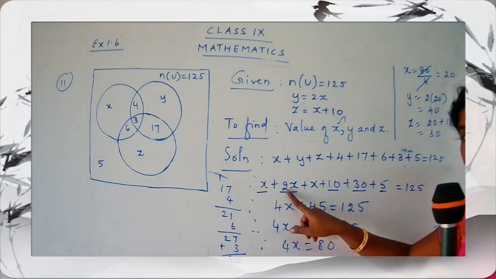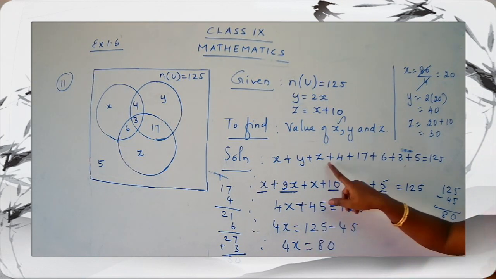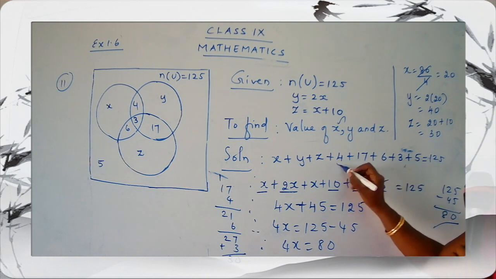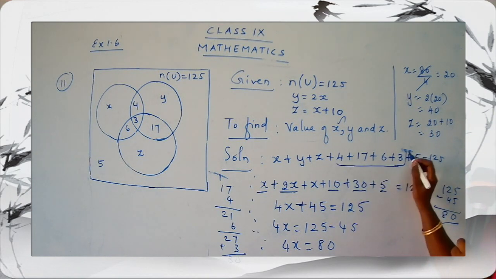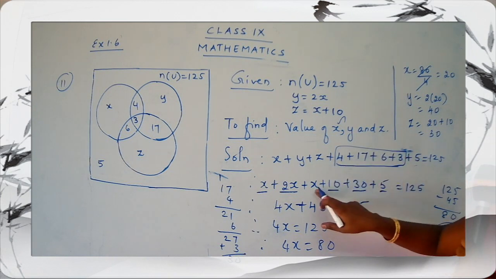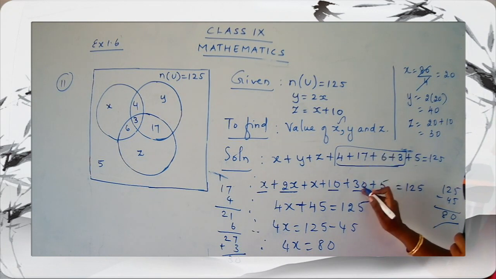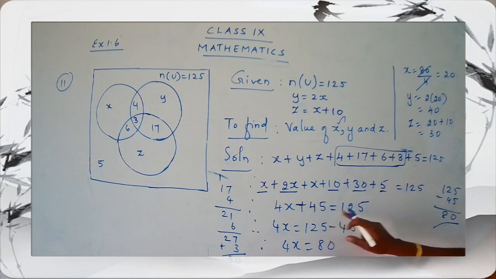So x plus 2x, 3x. 3x plus x, 4x. Okay. Now, what you had here, 10, and I have added these numbers. So when I add these numbers, I get 30. Till here, I have taken the addition. So here you got z is x plus 10, so here you get 10. This is 30 and this is 5. So 10 plus 30 plus 5, it's 45. Bring the 45 to the RHS side, you get minus 45, which is equal to 80.